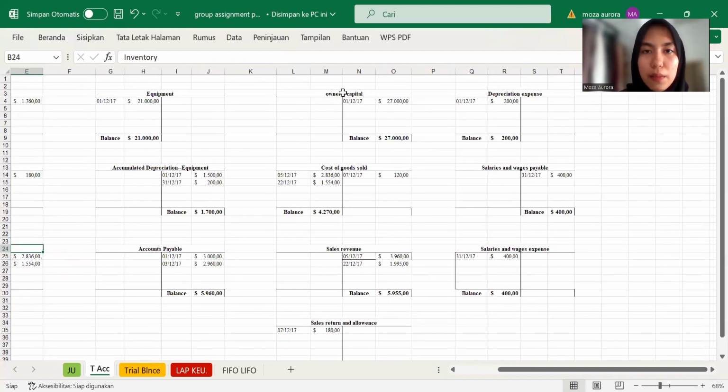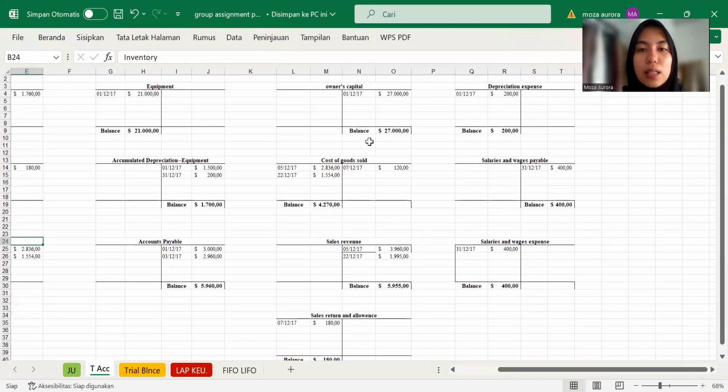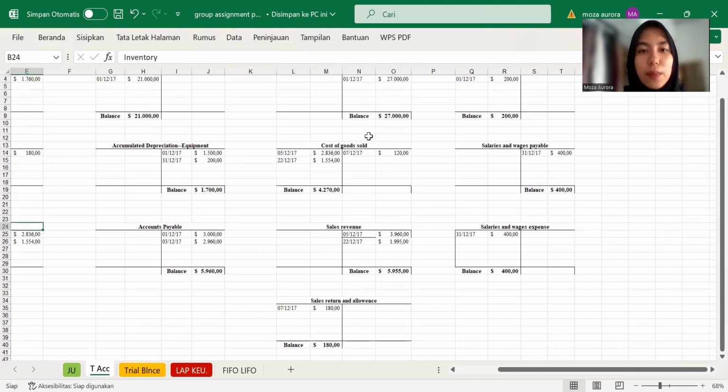And owner's capital, and at the end of the period, we get a balance on the credit side of $27,000. Because of the transactions in December, we don't get any impact on owner's capital, so it stays the same as the account balance on December 1st, 2017 of the analyzed company.